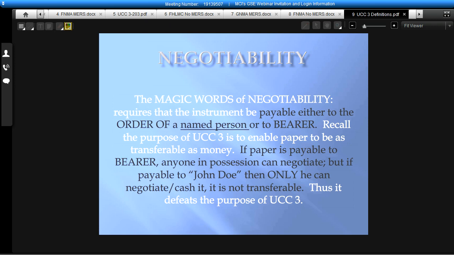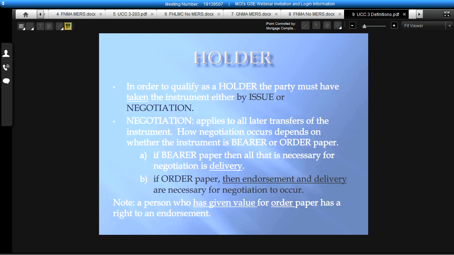So again, it must be payable to either the order of a named person, again, named person, or to bearer. I've yet to see any promissory note made out to a person named bearer. Holder. In order to qualify as a holder, the party must have taken the instrument either by issue or negotiation. Again, by issue or negotiation.